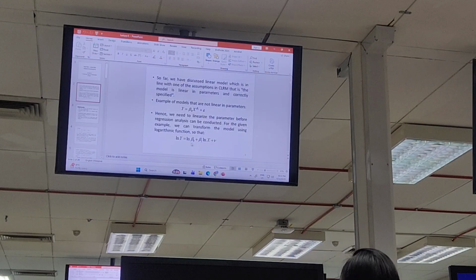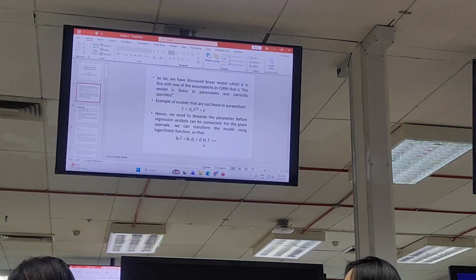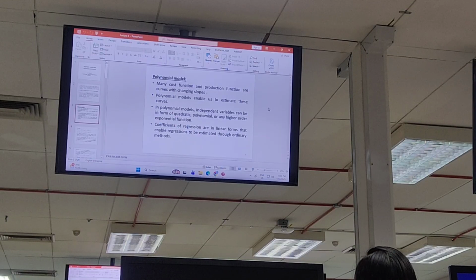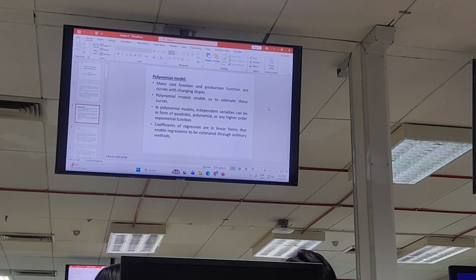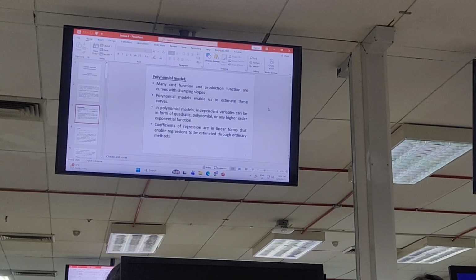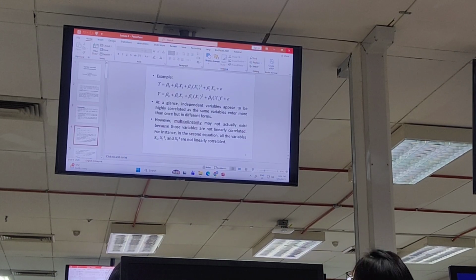So between log y and log x is a straight line, but between y and x it's not a straight line. So again, for this example, we can have this kind of model, a polynomial model. So we can have the power of x, the square of x, the power 3 of x, and so on.